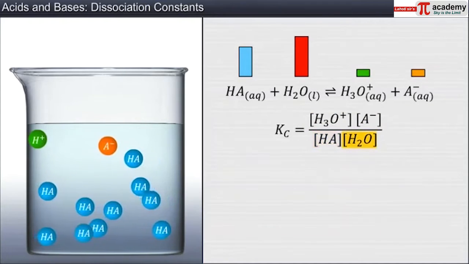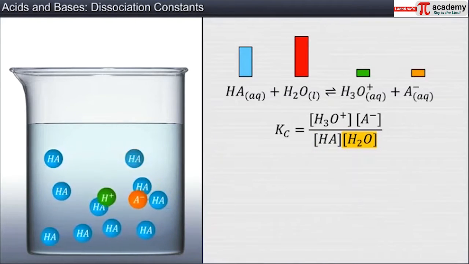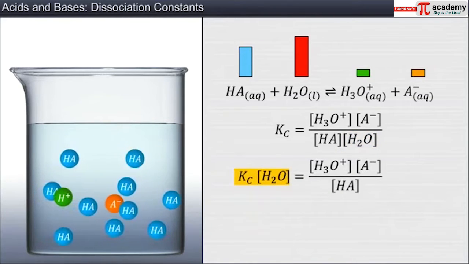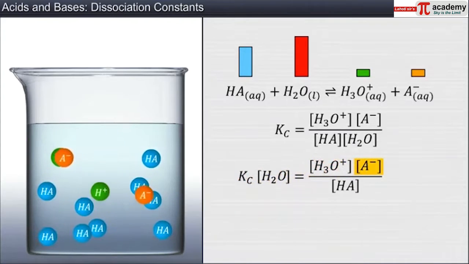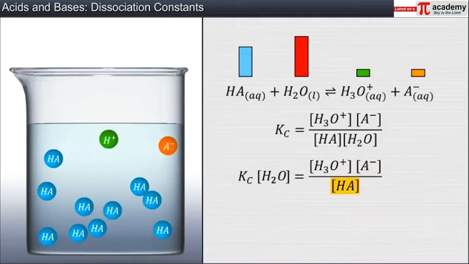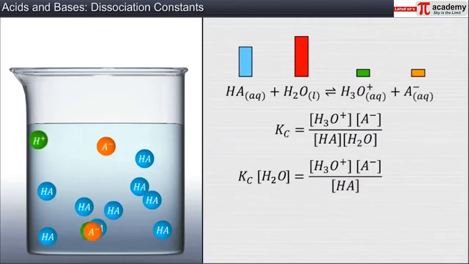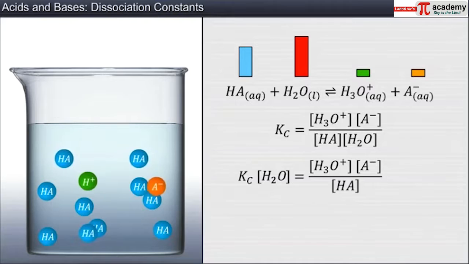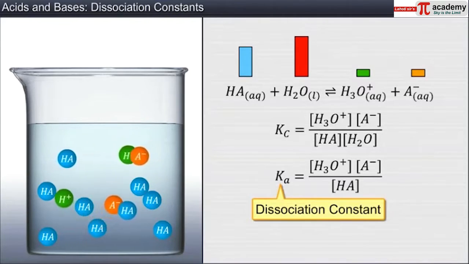As the concentration of water does not change, it can be taken as constant. Hence, it may be written as Kc into H2O is equal to the product of concentration of H3O plus and A minus ions divided by the concentration of HA. Since Kc and concentration of water both are constants, their product is also constant and it can be taken as Ka, that is, Ka is the dissociation constant of weak acid.